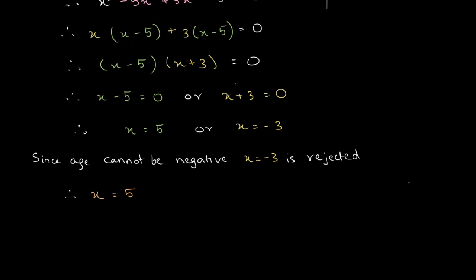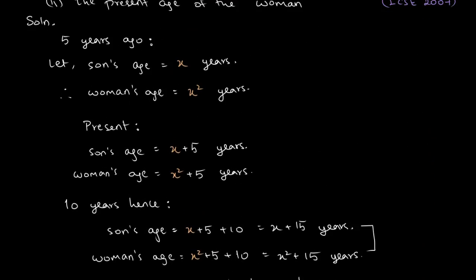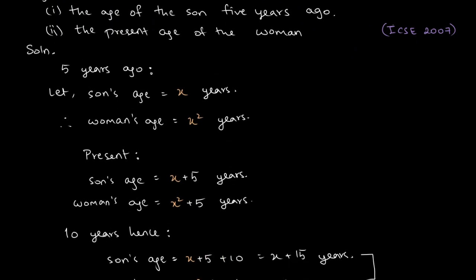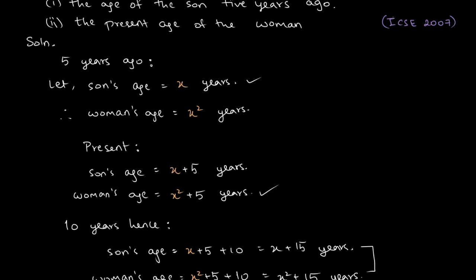Now that we found the value of x, what are the answers that we need to find? The first thing we want to find is the age of the son 5 years ago. This is nothing but x as we've taken so far, so we have that value already. And the present age of the woman. If you remember, the age of the son 5 years ago is the value which we found. The present age of the woman is x squared plus 5, so we want to find that value as well.